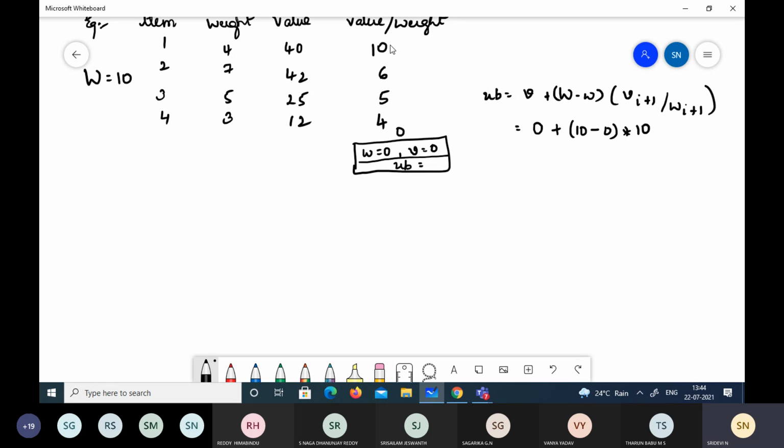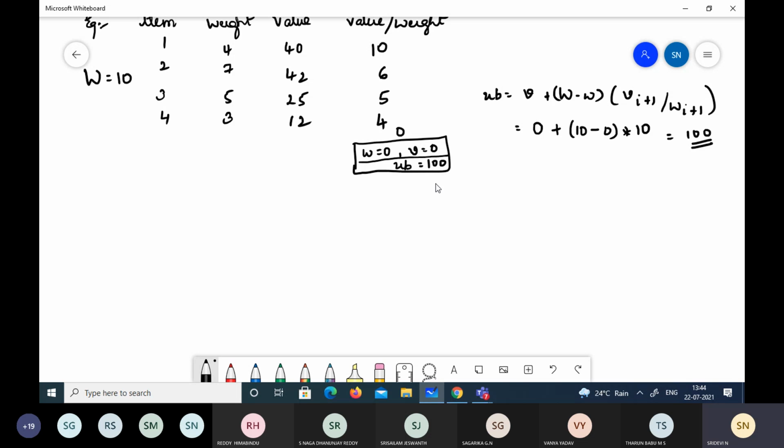As no items are selected, we will select the first one. If the first item is selected, we will take the value by weight ratio of the second item, Vi plus 1. Here as no items are selected, this only will be the first. So 10 tens are 100. 100 is the upper bound for the problem. That means your upper bound will not exceed this value. It will be within this.